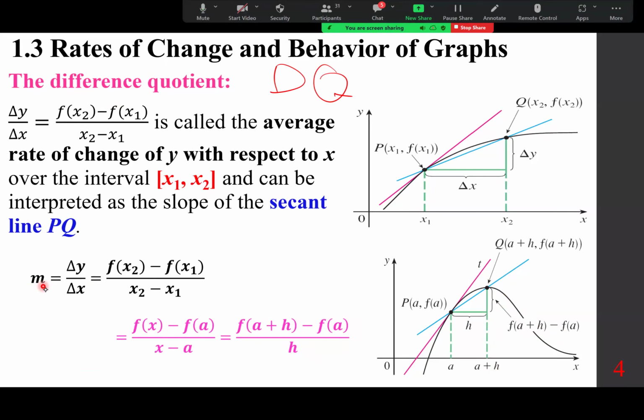Also, it could be that they call this one x, in which case they use this formula. Please understand, they all refer to the same thing.